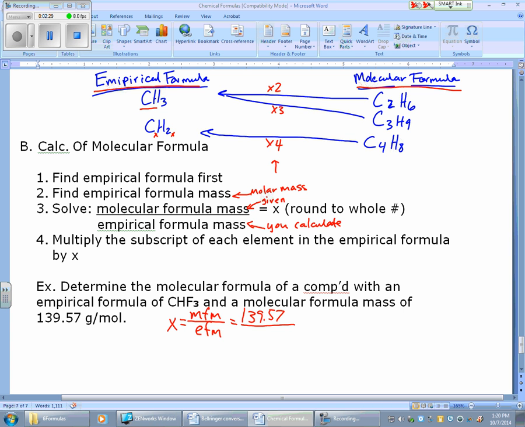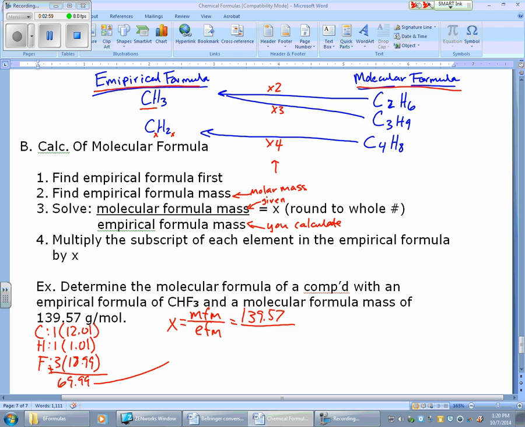And then I need to find my empirical formula mass. My empirical formula has one C, it has one H, and it has three F's. So I'm going to find the molar mass of those. So carbon from the periodic table is 12.01. Hydrogen from the periodic table is 1.01. Fluorine is 18.99. So I find my empirical formula mass. This adds up to be 69.99.